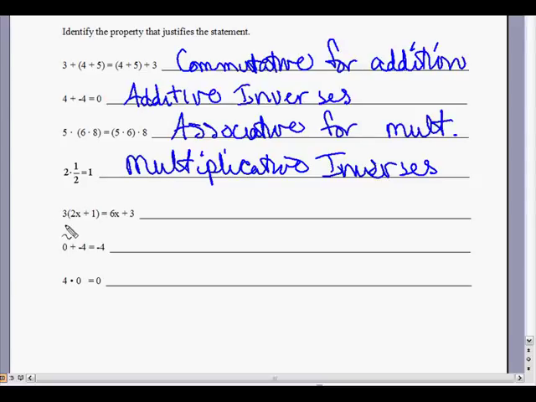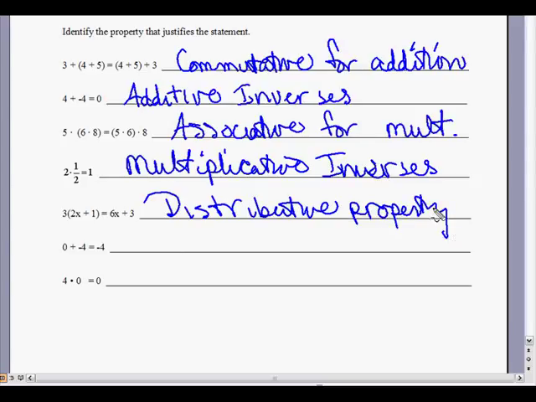Our next example, 3 times the quantity 2x plus 1 is equal to 6x plus 3. Since we have multiplication on the outside and addition in the inside, we call this the distributive property. And it only exists for multiplication over addition.